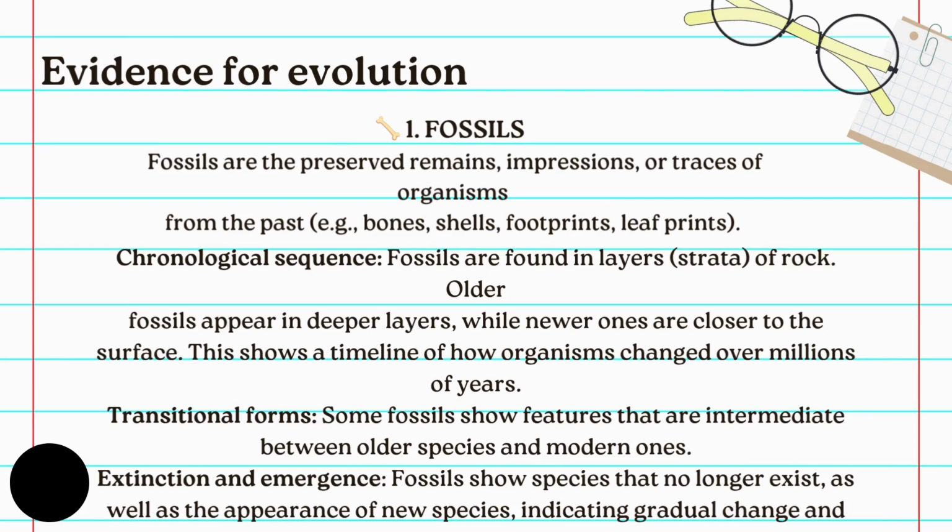For example, they help us with timeline and chronological sequences. Fossils of older organisms are deep in the soil, in deeper layers of the rocks, while newer ones are on the surface. So they show us the timeline of how organisms have changed over the years. They also show us the kinds of environments they lived in. And then there's transitional forms.